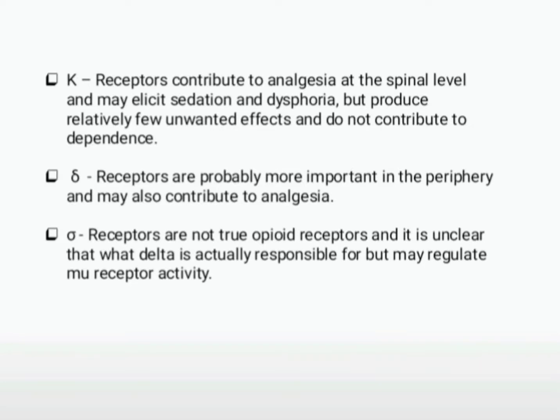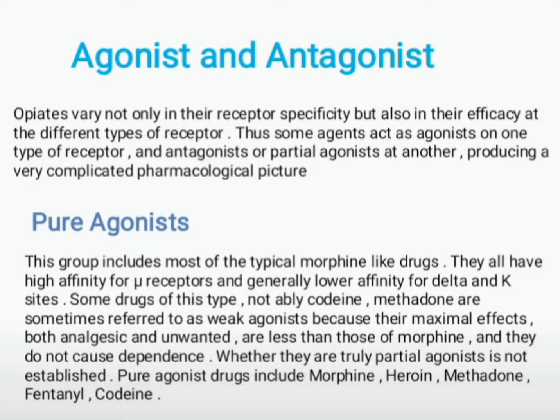Delta receptors are probably more important in the periphery and may also contribute to analgesia. Sigma receptors are not true opioid receptors and it is unclear what they are actually responsible for, but they may regulate mu receptor activity. Agonists and antagonists of opiates vary not only in their receptor specificity but also in their efficacy at the different types of receptor. Thus, some agents act as agonists on one type of receptor and antagonists or partial agonists at another, producing a very complicated pharmacological picture.